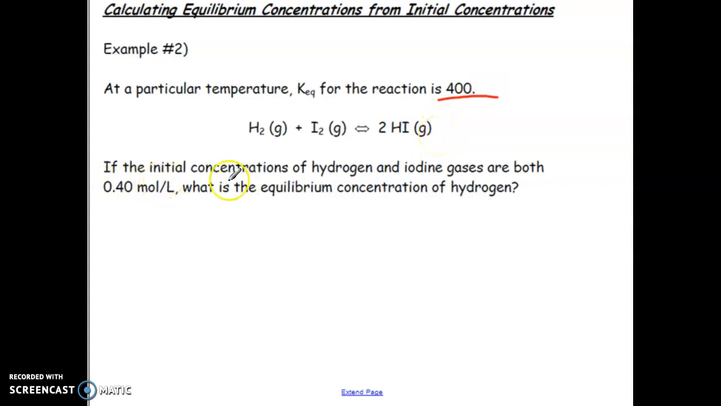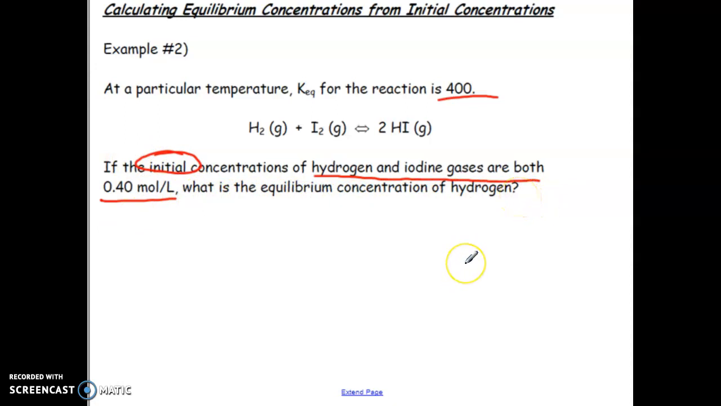It's saying if the initial concentrations of hydrogen and iodine gas are both 0.04 moles per liter, okay, so we have the initial, that's key. What is the equilibrium concentration of hydrogen?